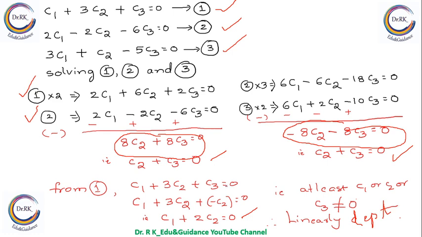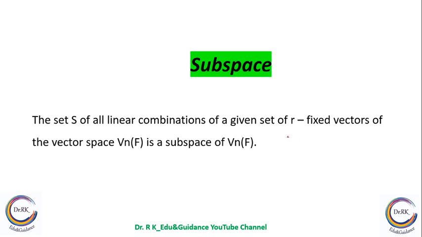Right, this is how we try problems related to linearly dependent and independent vectors. Next, subspace. Very simple: the set S of all linear combinations.